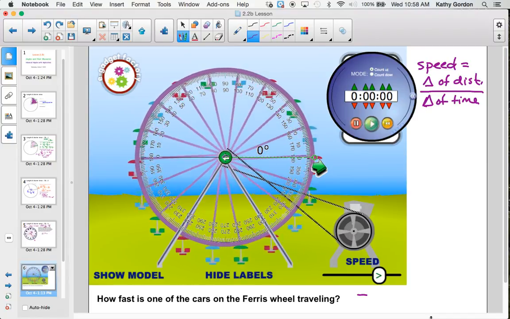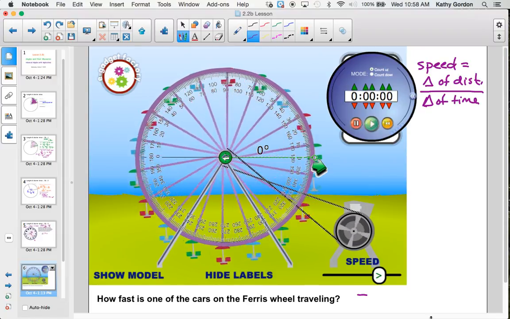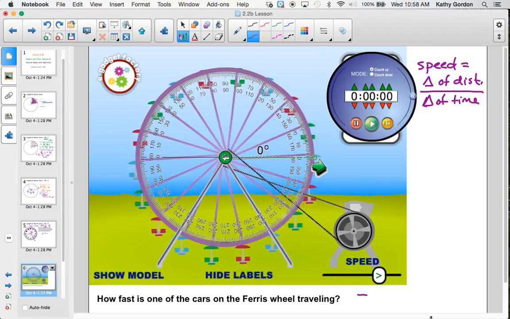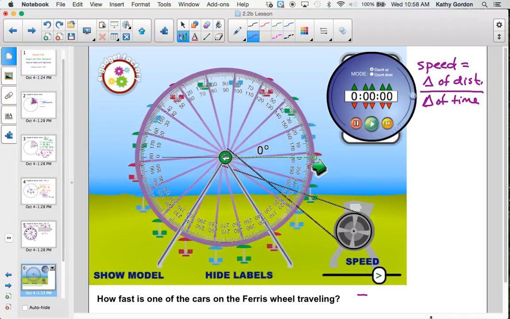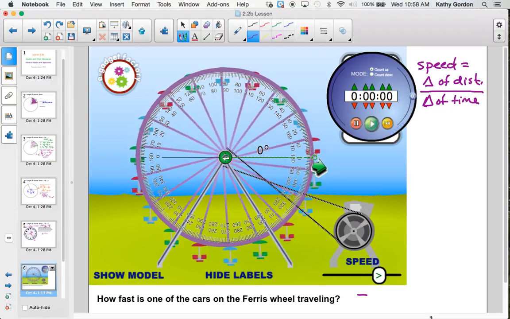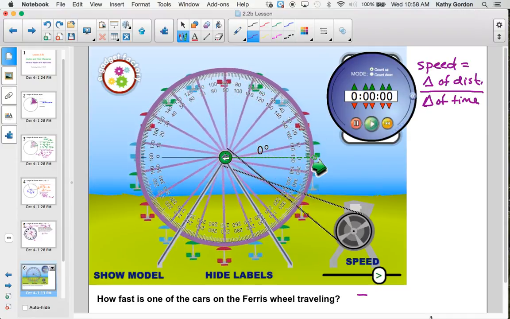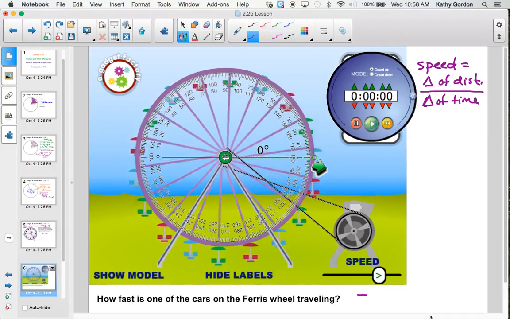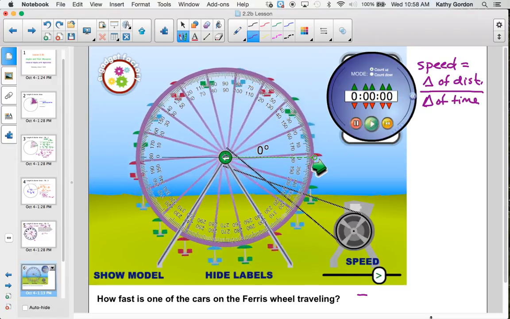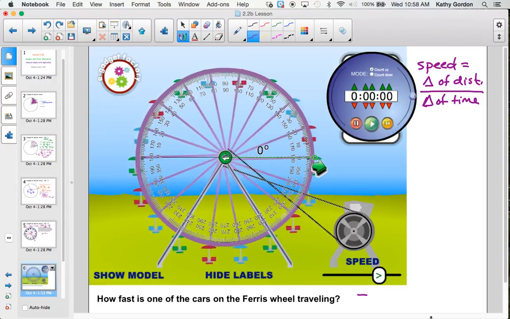Okay? And so what's going to happen here is in just a minute, I'm going to start this timer. The Ferris wheel person is going to pick one of these cars, and as that car hits 0 here, you're going to say go. And when the Ferris wheel person says go, the timer person is going to say what number is on the timer. Recorder, write it down.